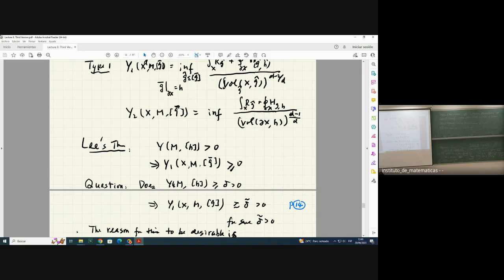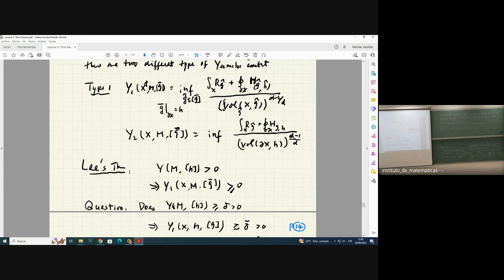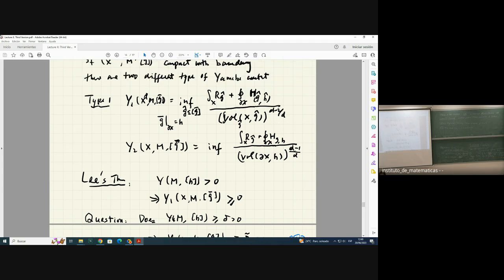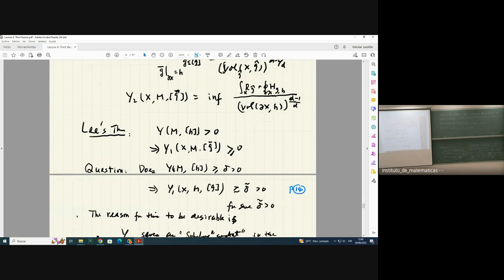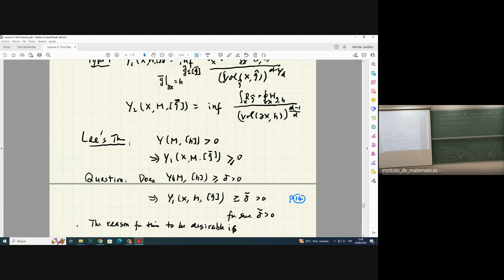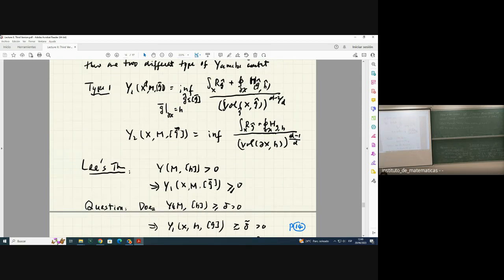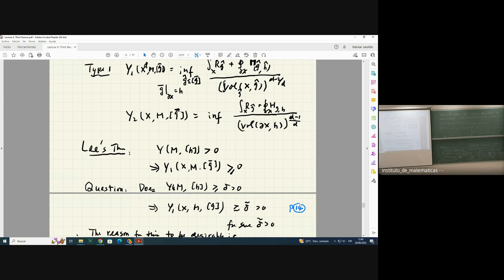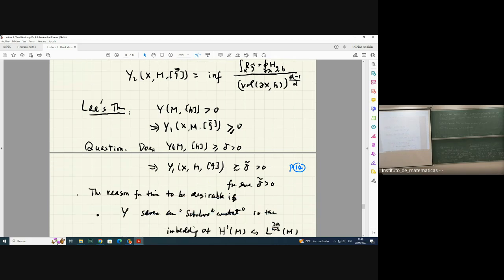And for both of these Yamabe constants, whether they are achieved and the extremal metrics have been well studied, mainly by Escobar, but there are a lot of other people. And in this CCE setting, what we have is, if the Yamabe constant on the boundary is positive, then the Y1 constant on the interior is greater than or equal to 0. Then a natural question we are asking is, can we quantify this expression?